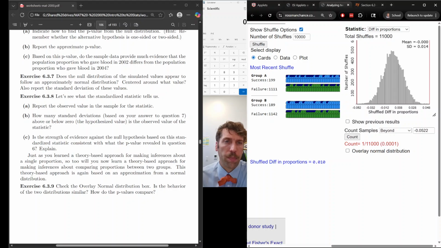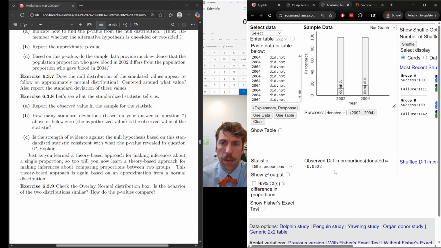Okay, so number 8. Let's see what the standardized statistic tells us. So report the observed value in the sample for the statistic. So report my observed value. That'd be this number. The observed value is the observed difference. Okay, how many standard deviations? Based on your answer to question 7.